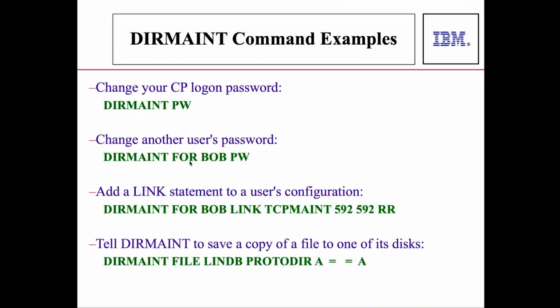So for the Bob user ID, I'm going to change their password, or I'm going to add a link for the Bob user ID. If you're administering DirMaint, if I want to put a file on one of DirMaint's disks, which I can do, like I'm changing extent control, that's a file that's on its disk, or I can put a prototype directory on its disk, as we'll see here. I can do that, or I can have DirMaint send me a file off of its disk, so give me the current extent control file, because I want to modify it. There's commands to do that.